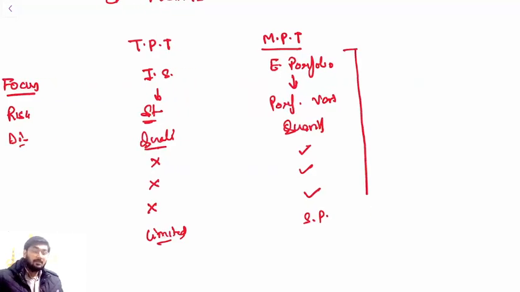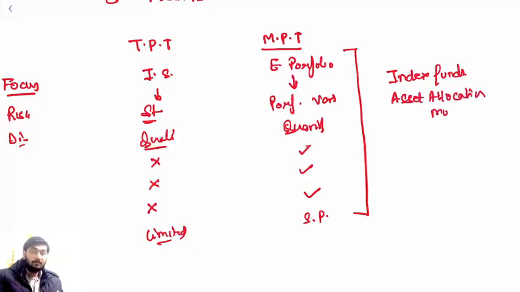And modern portfolio theory has then given rise to index funds, mutual funds, asset allocation models, and passive investing. You will study all these things in detail when you move ahead to book 3 and book 4.